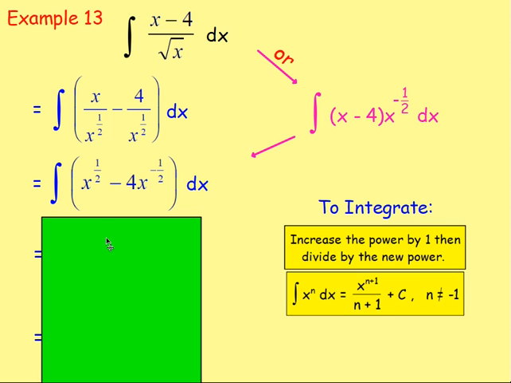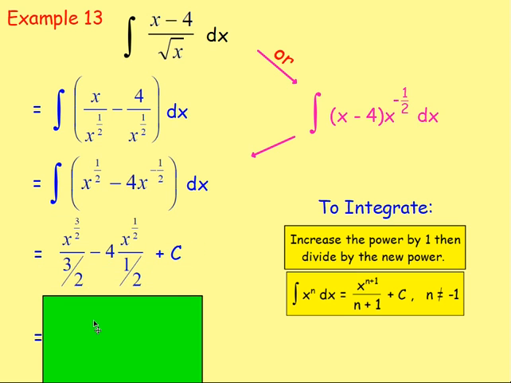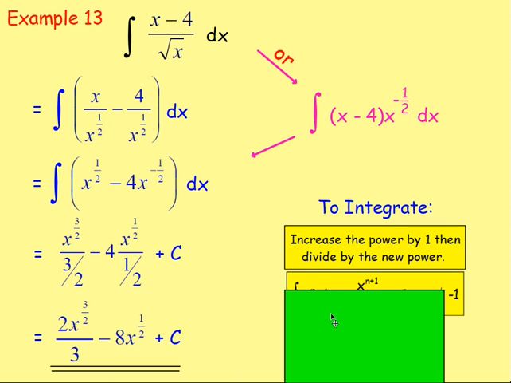From there, you can add 1 to the power and divide by the new power. So 1 add 2 is 3, so you'd have 3 over 2. Divide by the 3 over 2. Take away 4 times, add 1 to the power, so negative 1 add 2 is 1, so that's 1 over 2. Divide by the half, and don't forget plus c.